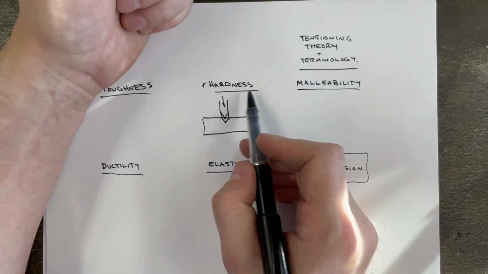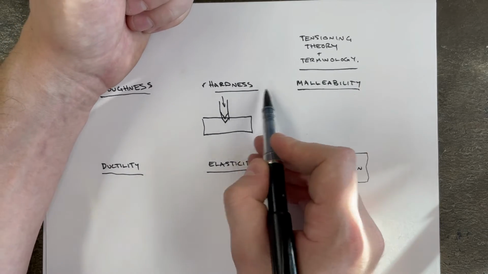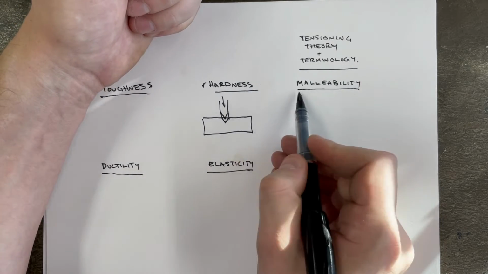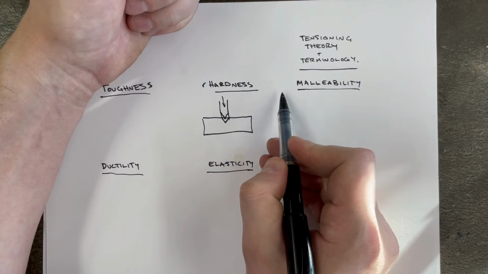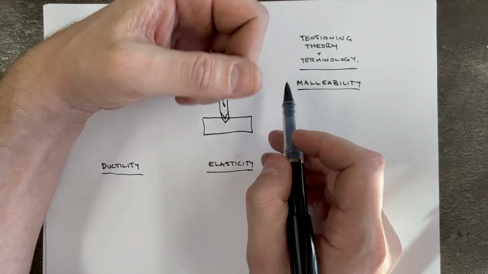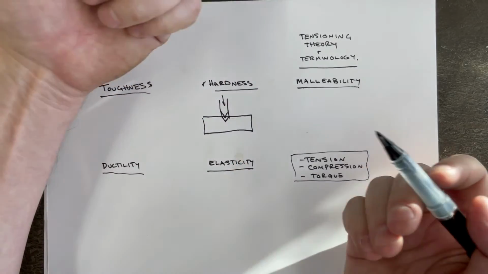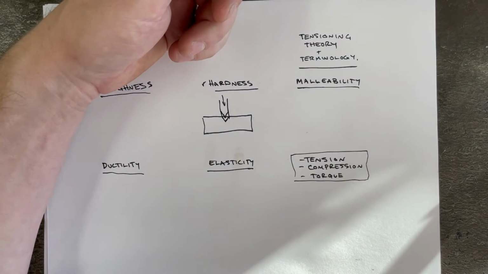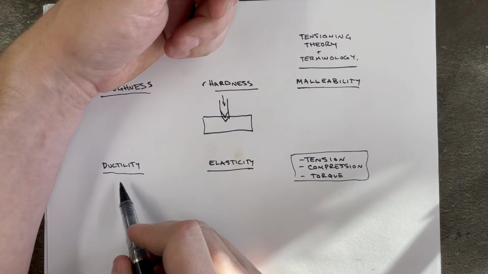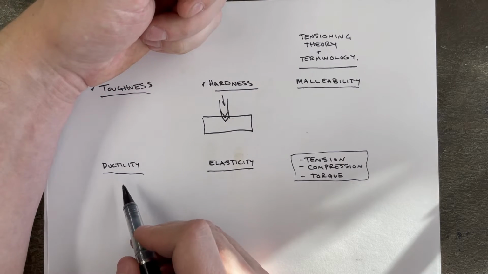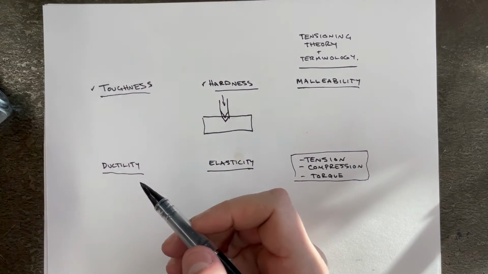Okay, so hardness and malleability are almost opposites to each other, right? Something that's really hard is not going to be able to be hammered out flat and smooth, and hardness is the resistance to penetration. Now, ductility is a big one here, and this word is an important one.